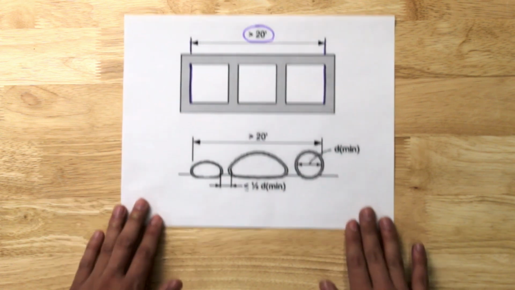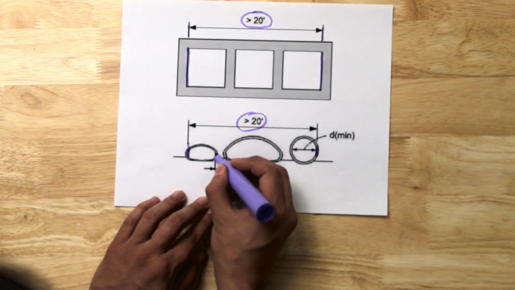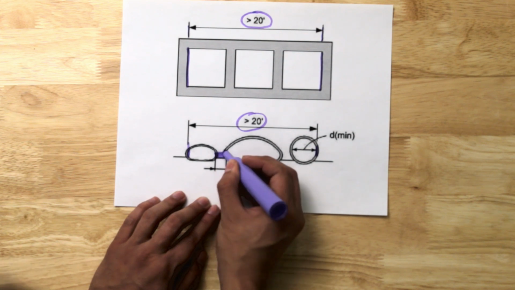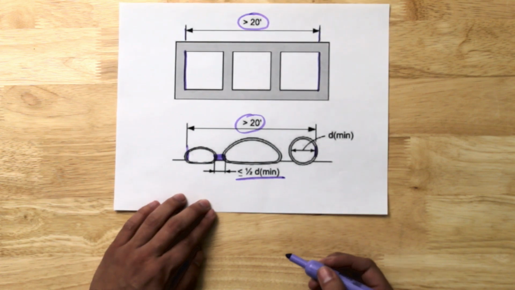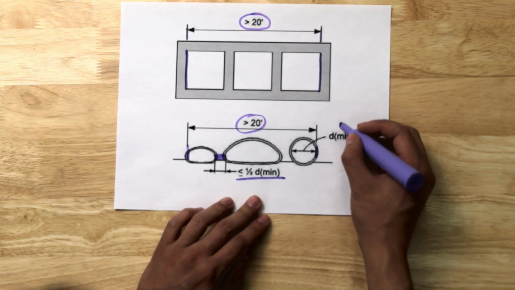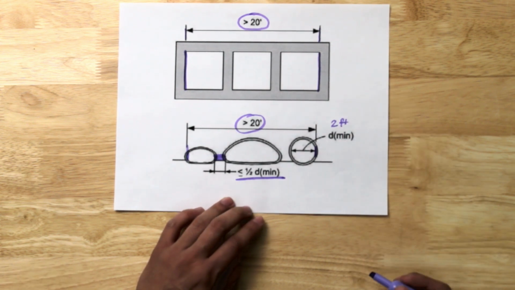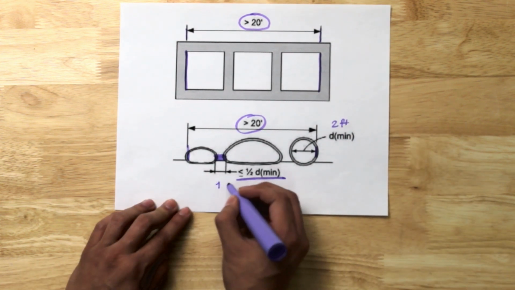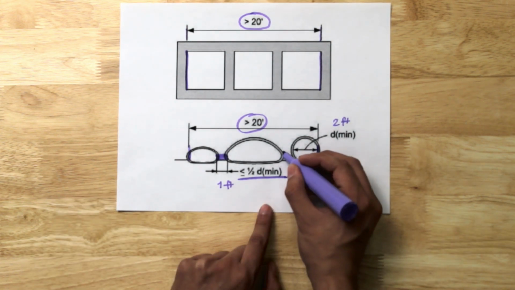For the group of pipes, the same thing applies, but we have another condition. The separation between pipes needs to be equal to or less than half the diameter of the smallest pipe. In this case, that diameter is 2 feet. So if we follow the rule, the separation should be 1 foot. And it applies for the other separation too.